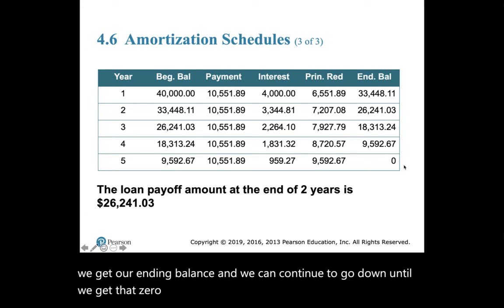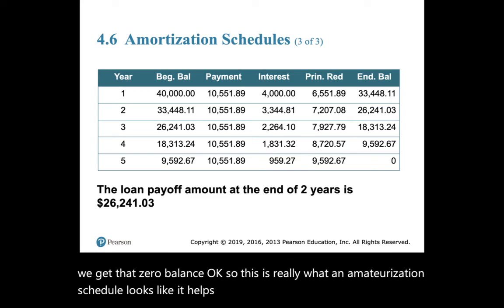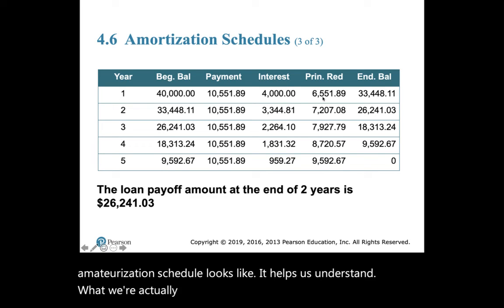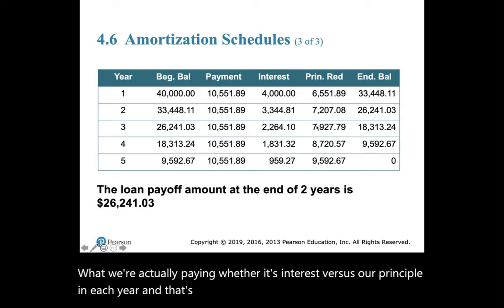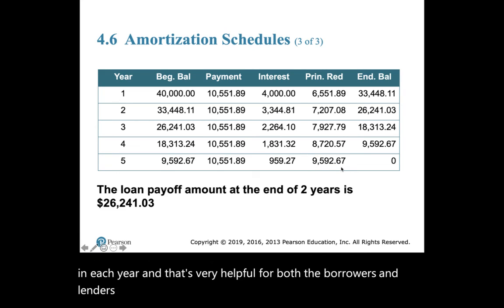So this is really what an amortization schedule looks like. It helps us understand what we're actually paying, whether it's interest versus our principal in each year, okay? And that's very helpful for both the borrowers and the lenders, particularly for planning purposes.